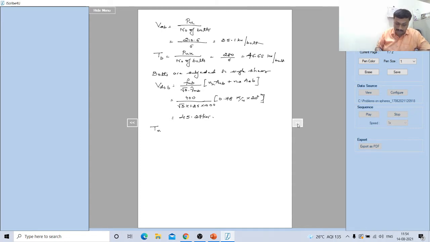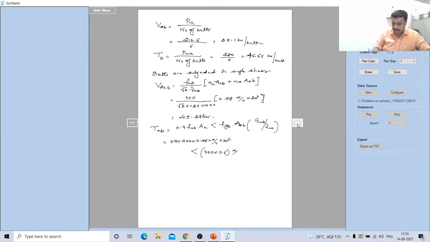Now, then calculate Tdb. Tnb is 0.9 fub An, which should be less than fyb Asb into gamma mb by gamma m0. So find out these values. 0.9 times fub, which is 400, into An, which is 0.78 times pi by 4 into d square, that is 20 square. This should be less than 400 into 0.6, which is the yield stress, into Asb, which is pi by 4 into 20 square, the gross area, divided by 1.25 as gamma mb, and 1.1 as gamma m0. Correct. So we'll get the values of 88.215 kilonewtons, which is not less than 85.679 kilonewton.